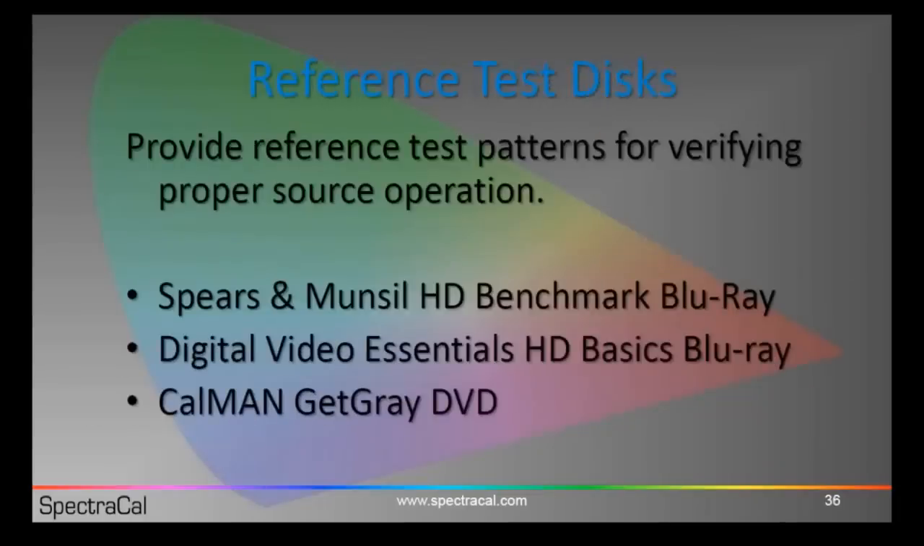When we're working back further in our signal source path, once we have calibrated the display, we'll be wanting to check players for proper operation, for instance, and so we would want a reference test disk to do that, and there are a number of those that are available, including these that are listed, the Spears and Munsell or Digital Video Essentials disk or the CalMAN Get Gray disk. These would be played in a DVD or Blu-ray player to provide reference test patterns to check the player operation. We'll talk about that a little bit later.